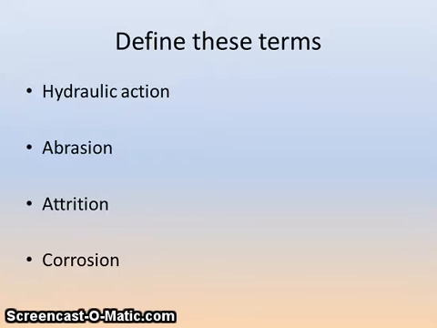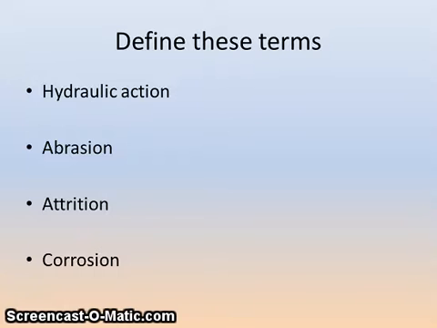Attrition is where the load actually crashes into itself, so different particles, maybe small pebbles hitting bigger ones, or sand crashing into other pebbles, making the load smaller, smoother and rounder.